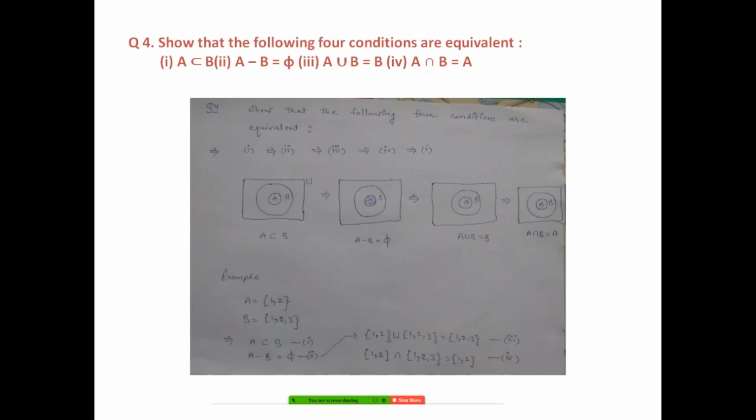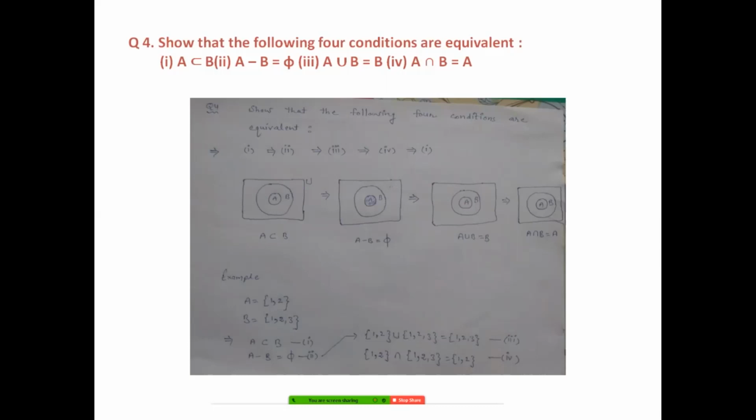First of all, A is a subset of B. So how can we write it? We can say A is inside B. Now what is A minus B is equal to phi? It means only elements of A remain. If elements of B are subtracted and the result is phi, it means A is inside B, that is, A is a subset of B.